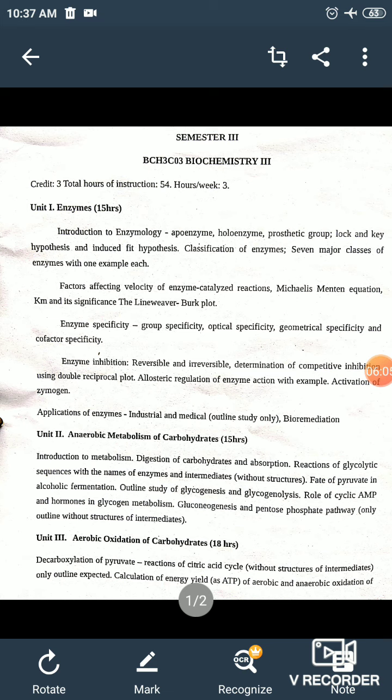Next is the fate of pyruvate. The end product of the glycolytic pathway is pyruvate. So we have to see what happens to this pyruvate and what are the fates of pyruvate. The pyruvate has many fates depending on the condition or the metabolic state of a cell. So after studying all these, we have to go to glycogenesis and glycogenolysis.